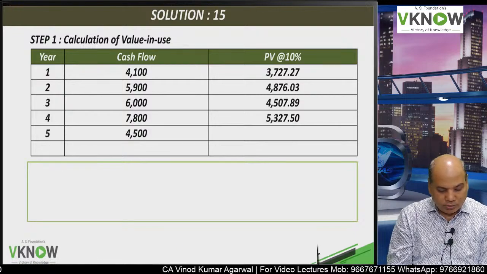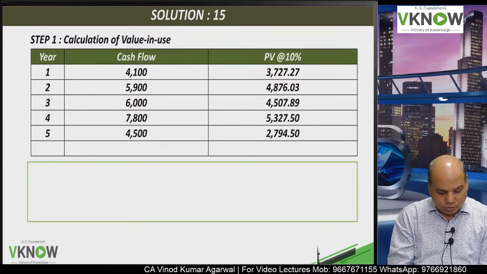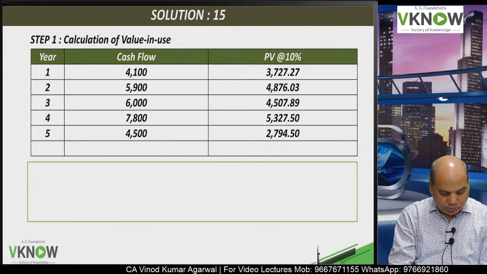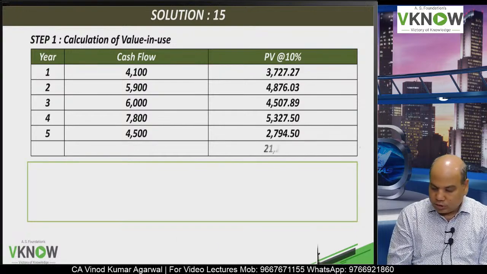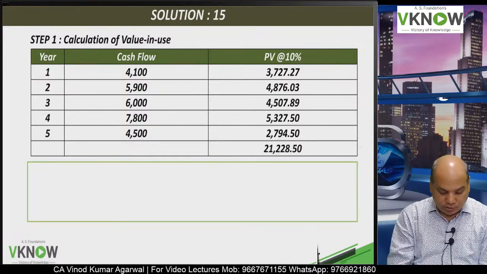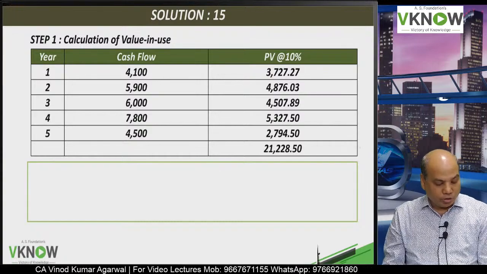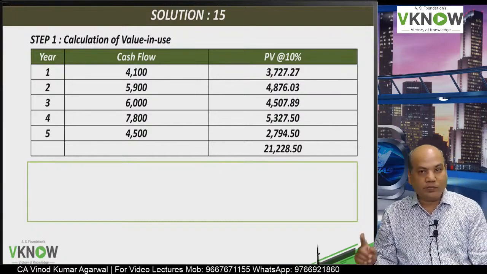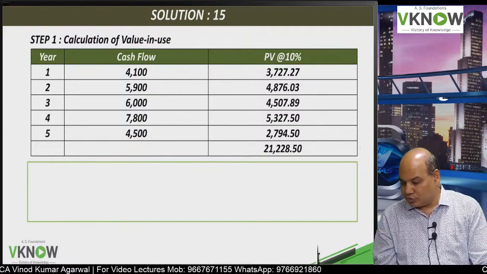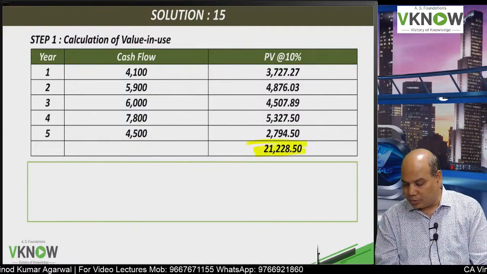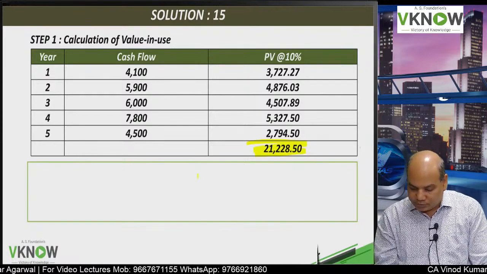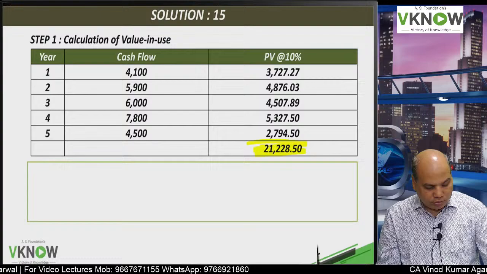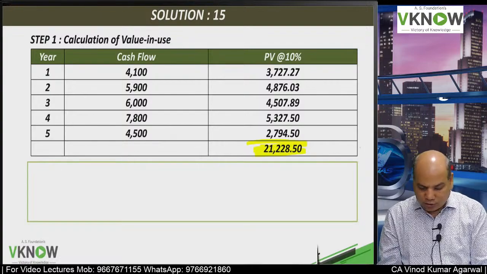Fifth year 4500 divide by 1.10, 5 times, equal to 2794.50, memory plus, memory recall. Use memory plus function properly, you will get the answer. So the answer is 21228.50. This is your value in use.